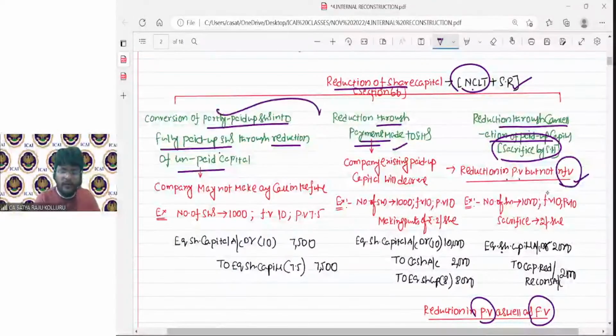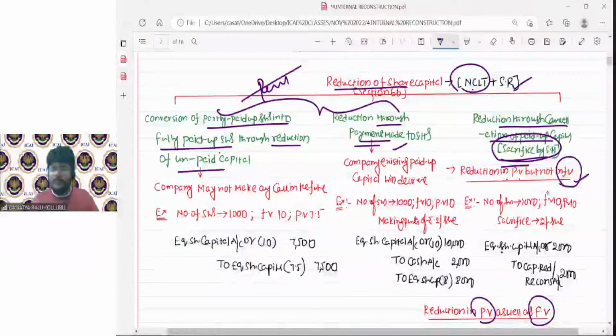In these two situations, there is no involvement of the reconstruction account because there is no real sacrifice. But in case of reduction through cancellation of the paid up capital, here something is sacrificed by the shareholders. Sorry, the reduction may happen in paid up value but not in face value, or both paid up value as well as face value.